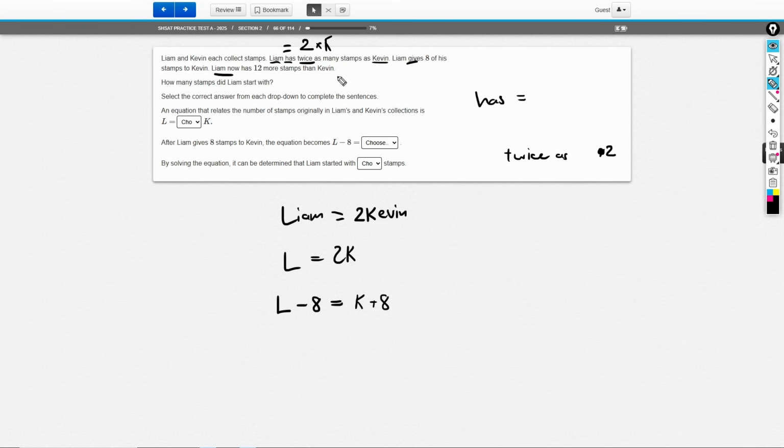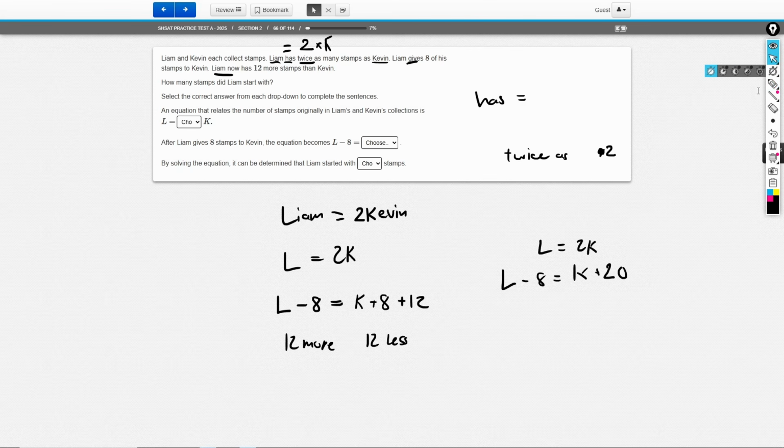Liam still has 12 more stamps than Kevin. So when Liam gave away those 8 stamps, the issue is he still has 12 more, which means that Kevin has 12 less. In order to really make them equal to one another, I can take away 12 more from Liam and give them to Kevin, or I can just give Kevin 12 more to equalize them out. So now I'm left with the following equation. I know that L minus 8 has to equal K plus 20, and I know that L is equal to 2K.